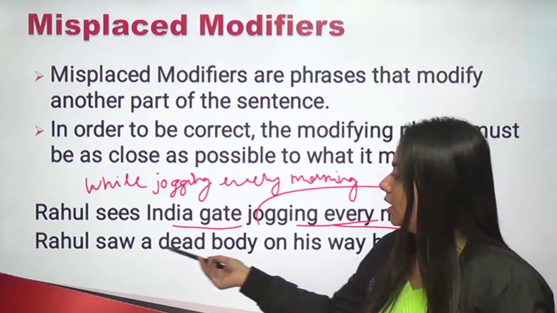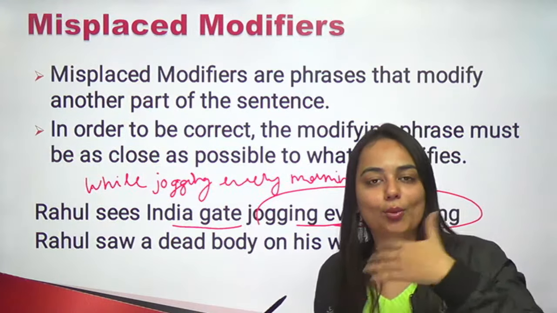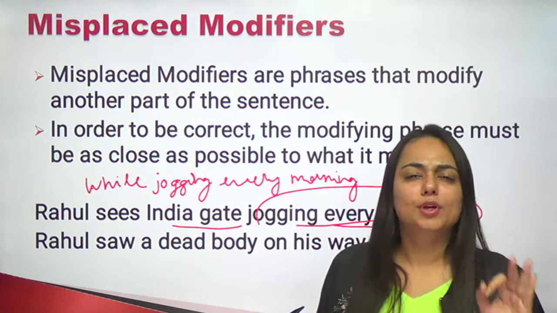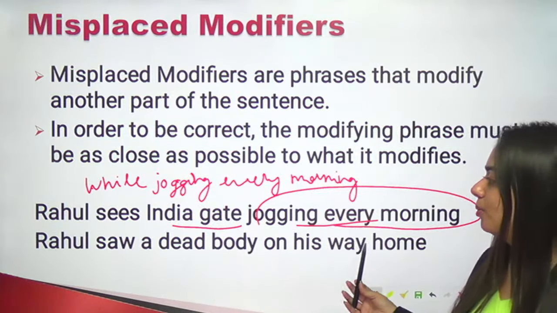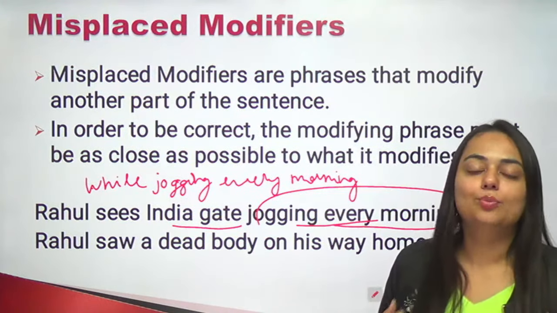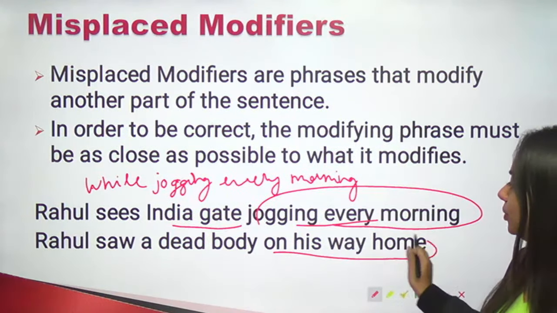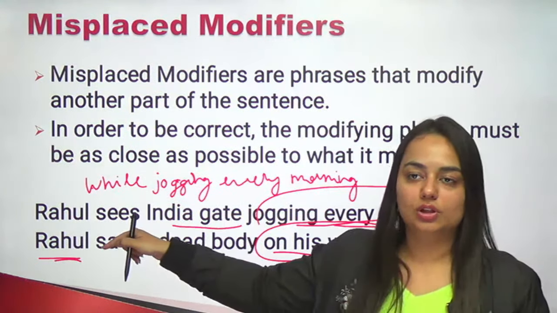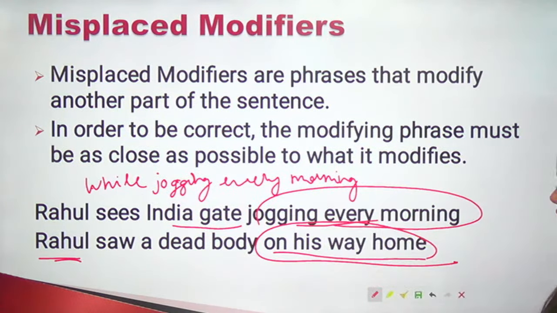Similarly, in the second one, Rahul saw a dead body on his way home, as if the dead body was going home and Rahul was seeing it. Doesn't it sound like that? This is what kind of errors misplaced modifiers can create. So, on his way home, Rahul saw a dead body. That would be the right form. This phrase, on his way home, is modifying Rahul. It needs to be placed with Rahul, just as we did in the previous one. Modifiers should be placed with the thing they are modifying.